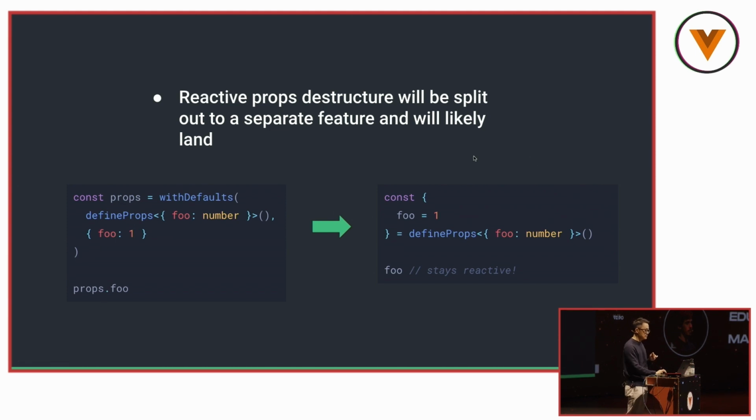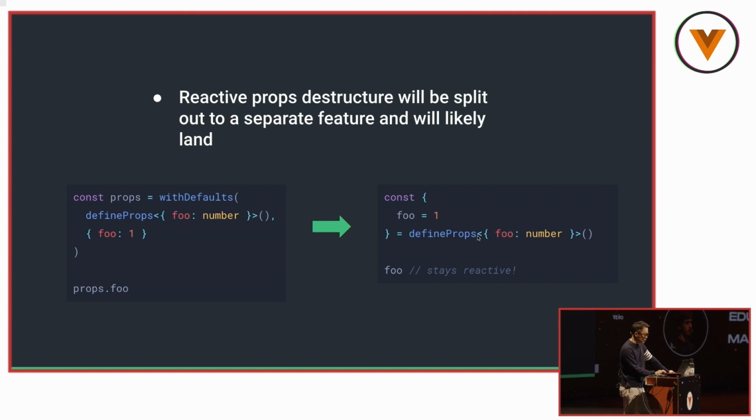So with reactive props destructure, you can use the native JavaScript syntax. When you destructure, this destructured value will automatically be kept reactive. So you no longer need to worry about losing reactivity when destructuring props. And also, you can use the native default syntax for declaring default values. So you no longer need this awkward withDefaults helper. And it just looks much cleaner.